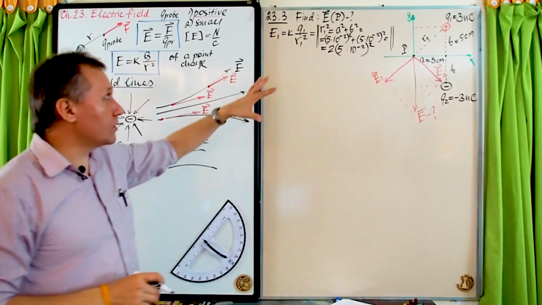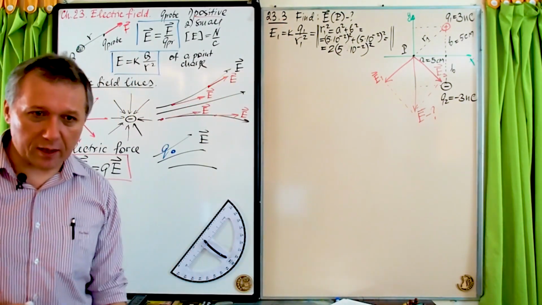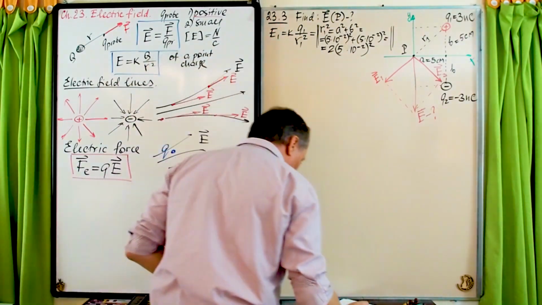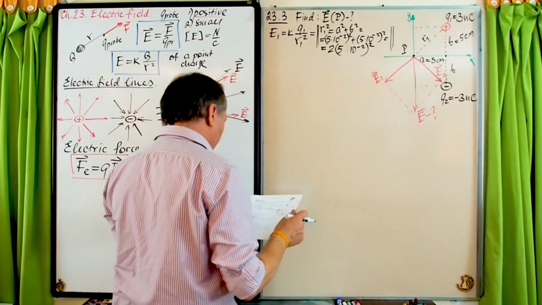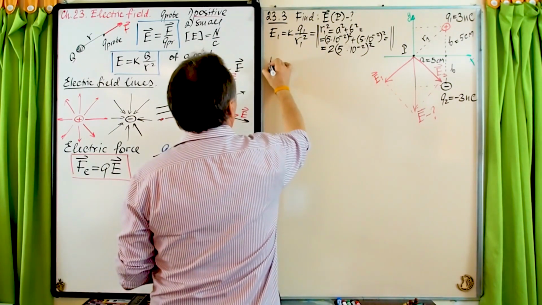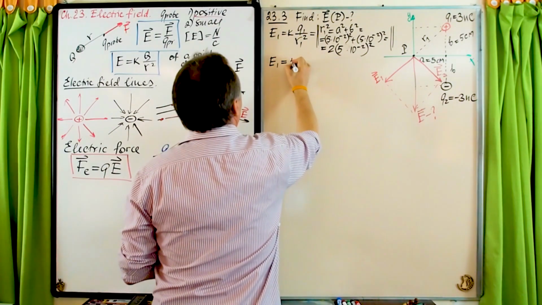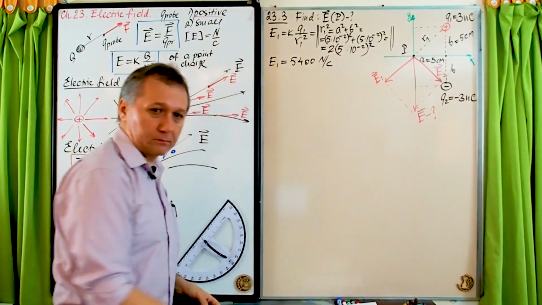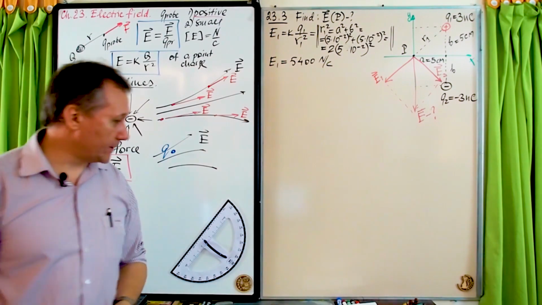Okay, let me close my explanation box. Right. Okay, so now you can plug in numbers and calculate. The charge is given, the distance we found, k you know. Right, so E1 will be 5400 newtons per coulomb. We can calculate that easily.